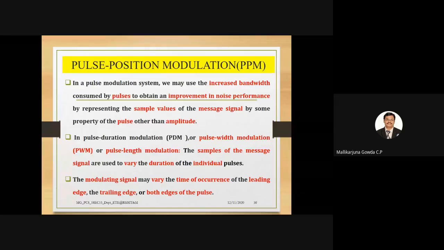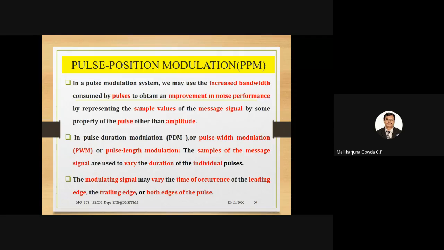There are two types of things here. One is pulse duration modulation, also known as pulse width modulation or pulse length modulation. These are three different names, and the widely used name is pulse width modulation. Here the samples of the message signal are used to vary the duration of the individual pulses. I repeat, pulse width modulation means the width of the pulse is varied in accordance with the message signal. So I am using the samples of the message signal to vary the duration of the individual pulses.